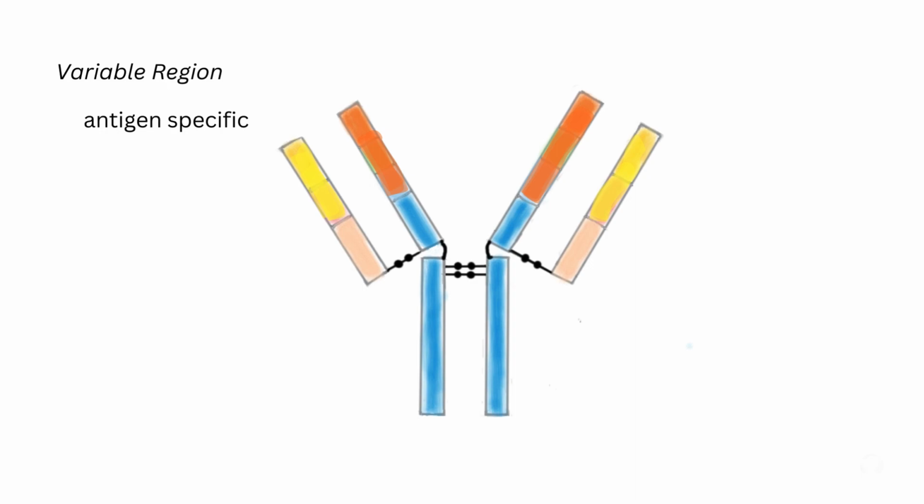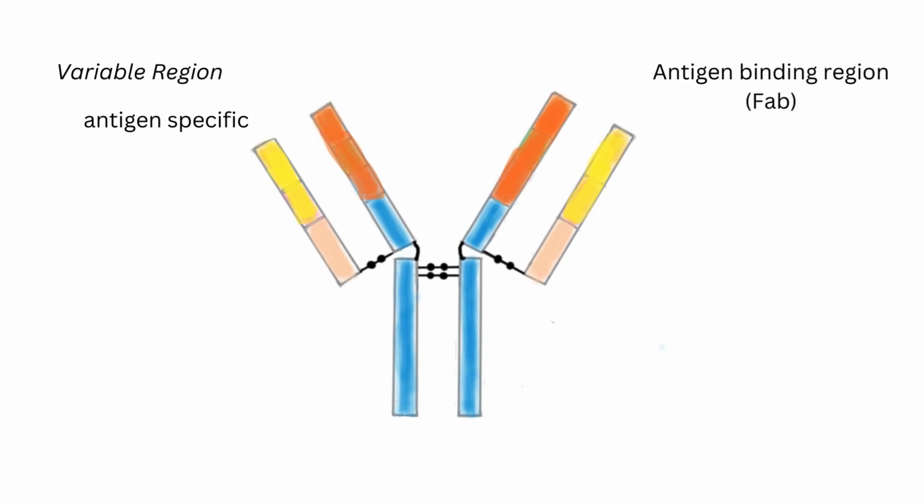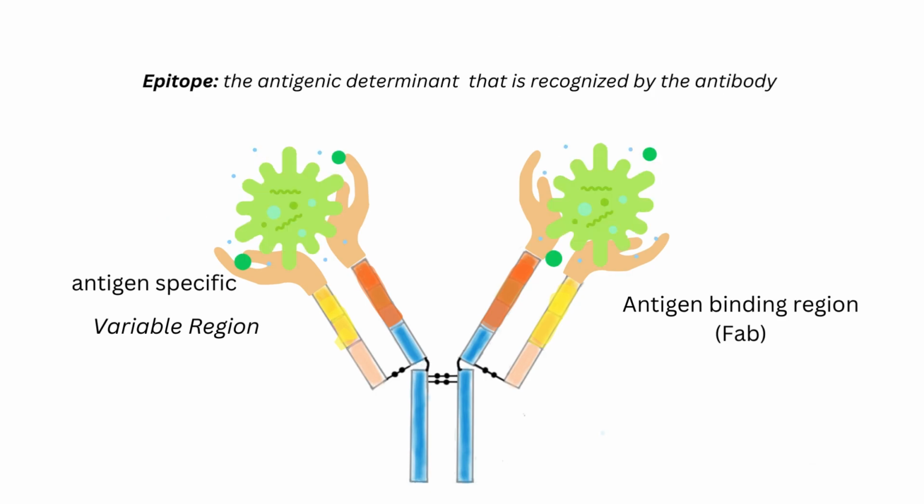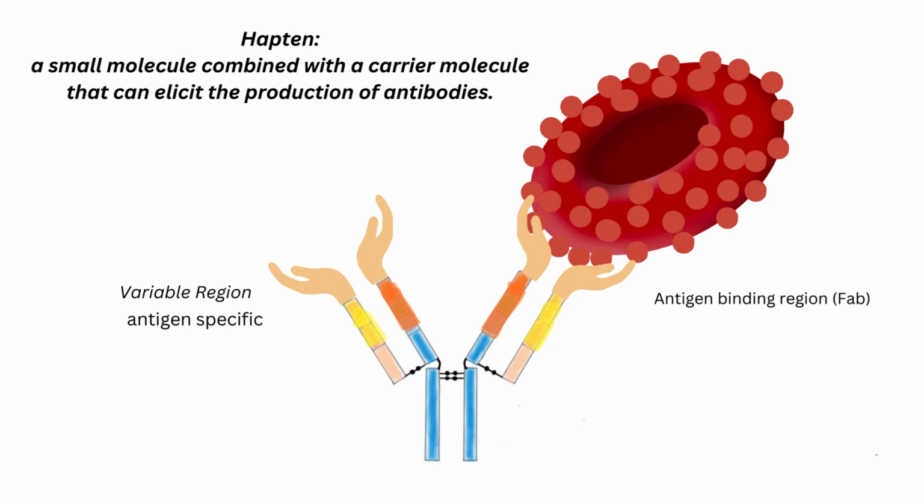We'll look at the parts of the antibody molecular structure. The variable region is antigen specific. The variable region also is known as the antigen binding region, FAB. The antigen binding region binds to the epitope, which is the antigenic determinant that is recognized by the antibody. Antigen binding regions also bind to specific haptens, which are small molecules that are combined with a carrier molecule that can elicit the production of antibodies, but the hapten cannot elicit antibodies by itself.